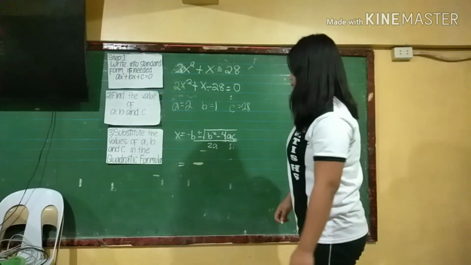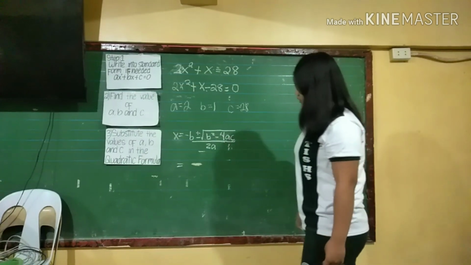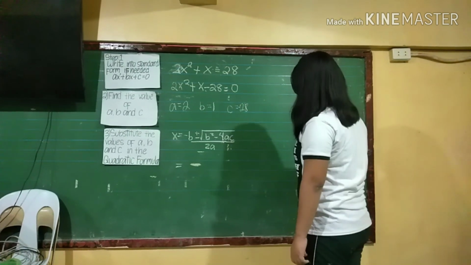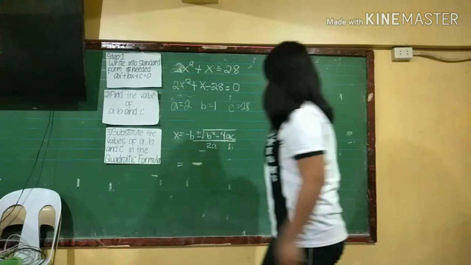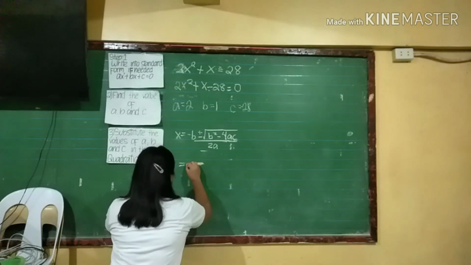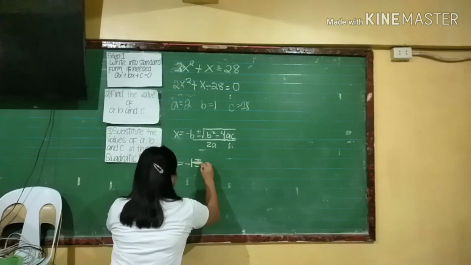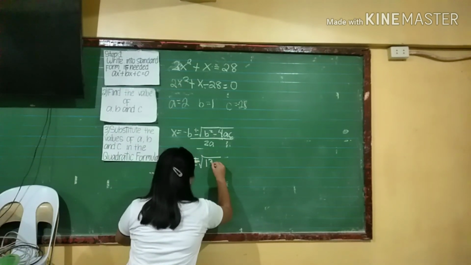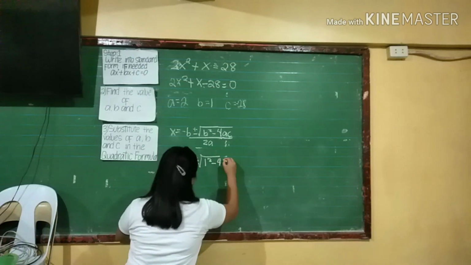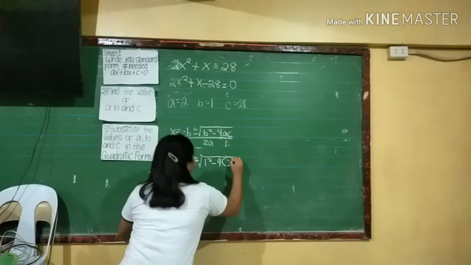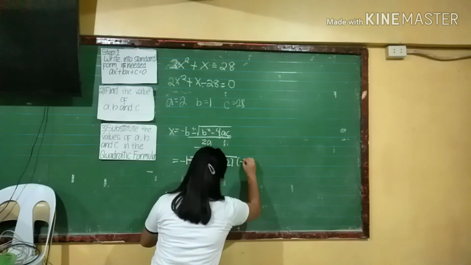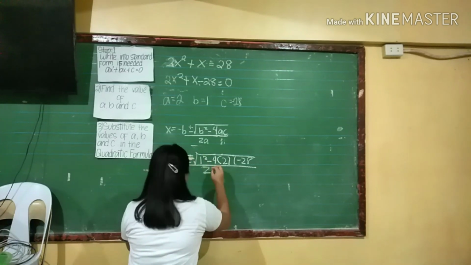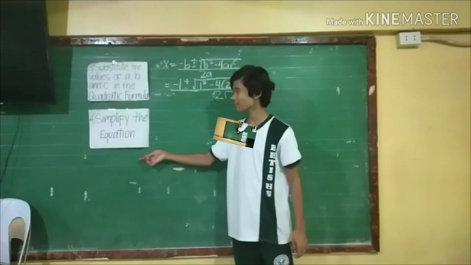Substitute the values of a, b, and c in the quadratic formula. Our quadratic formula is x equals negative b plus minus square root of b squared minus 4ac over 2a. The value of b is 1, so it becomes negative 1 plus minus square root of 1 squared minus 4, where the value of a is 2, then the value of c is negative 28, all over 2, where the value of a is 2. Our next step is to simplify the equation.